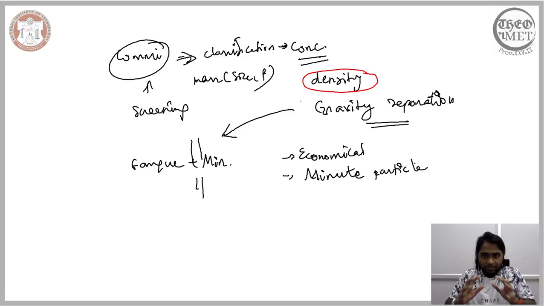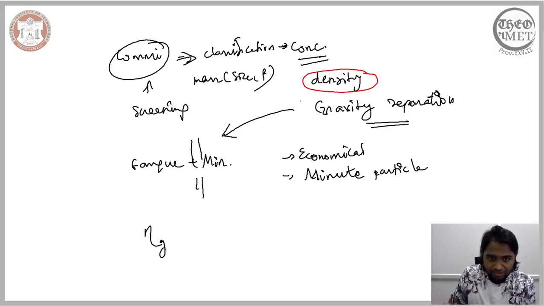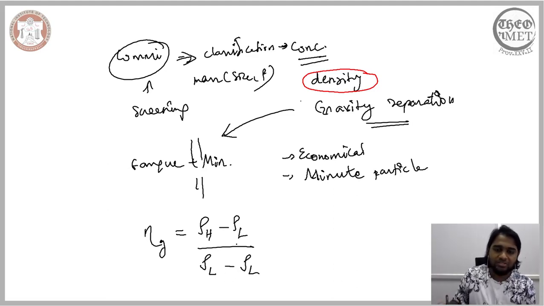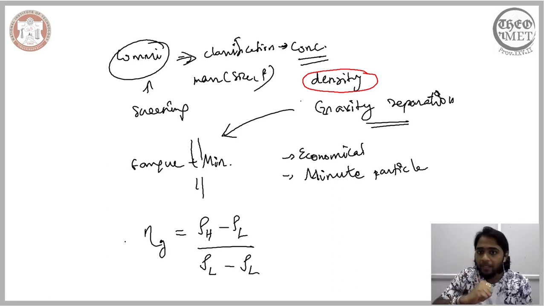So these are just statements. Now we want to quantify the efficiency of the gravity separation. Since the efficiency depends on the density, the efficiency for the gravity separation process is expressed as the ratio of the difference between the density of the heavy particle and the density of the fluid or the liquid, to the density of the lighter particle minus the density of the fluid or the liquid. So essentially, this is the way we express the efficiency of the gravity separation process.